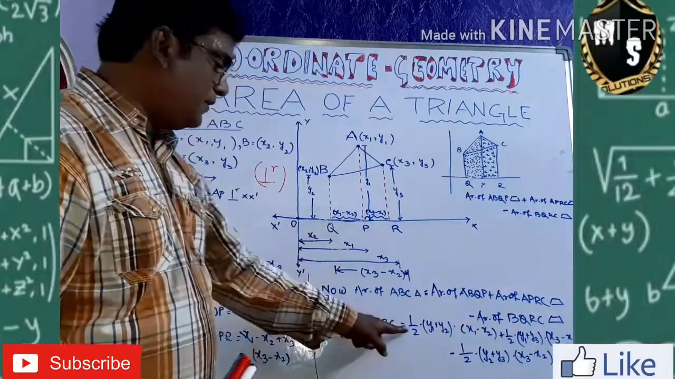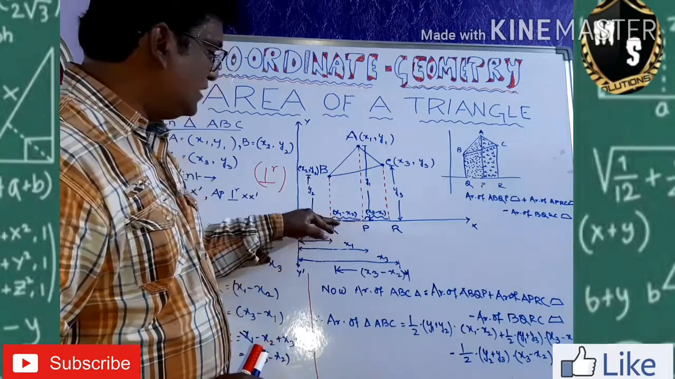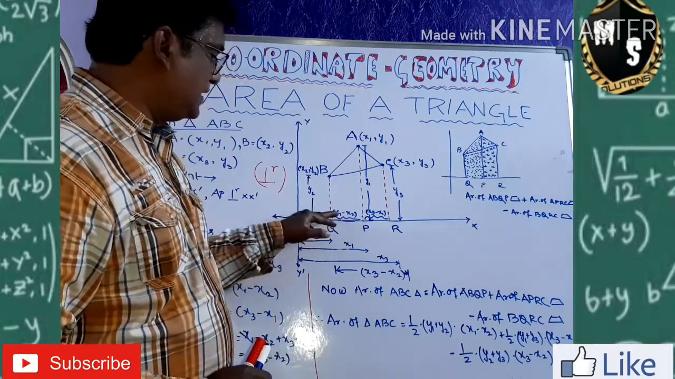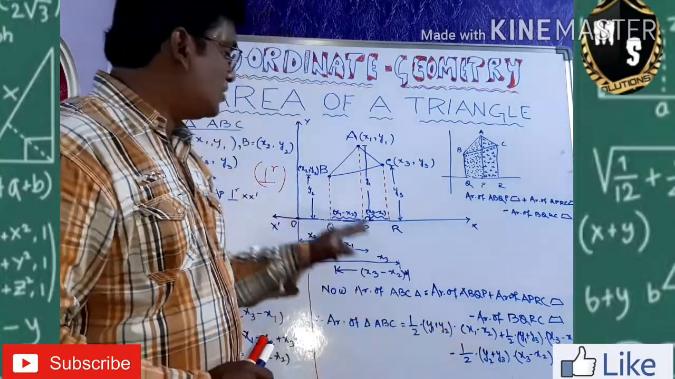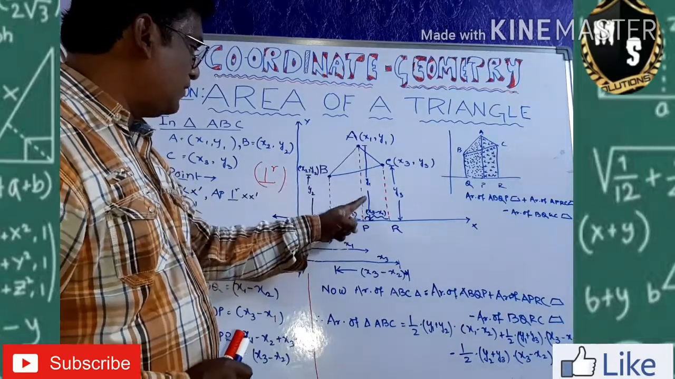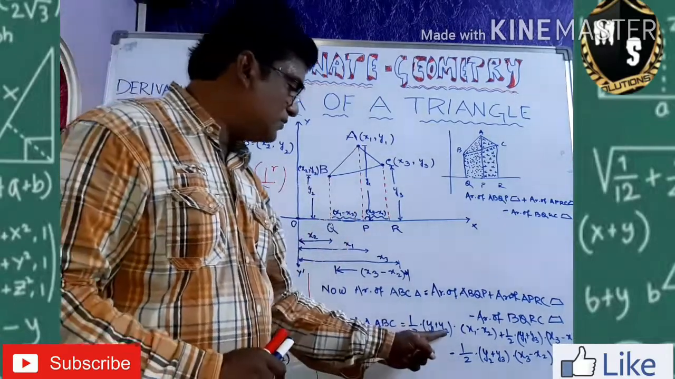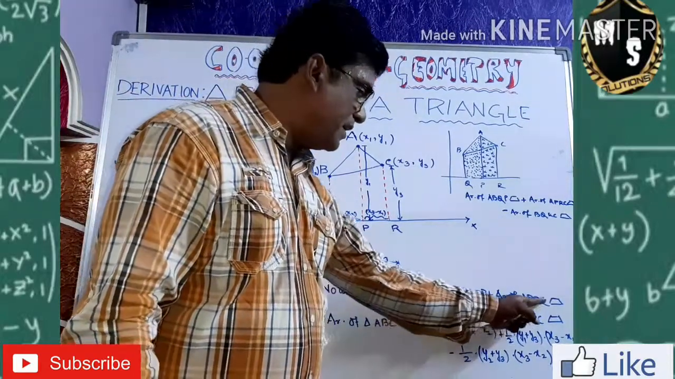The area is half into, what is the height now? The height is this one, QP. What is that? X1 minus X2. I wrote half into height into sum of the parallel sides. What is this side? Y2. What is this side? Y1. So Y1 plus Y2. Understood now? Then plus area of APRC.